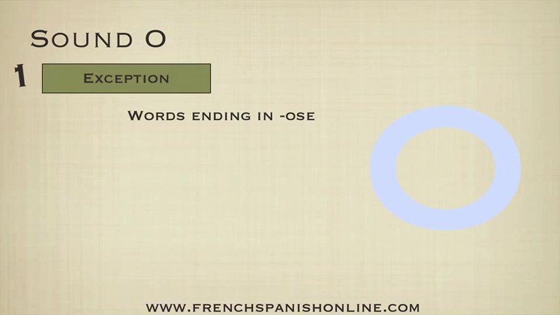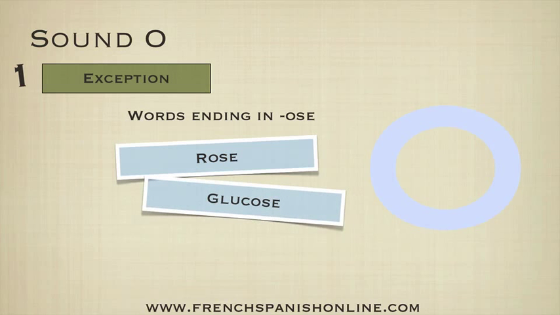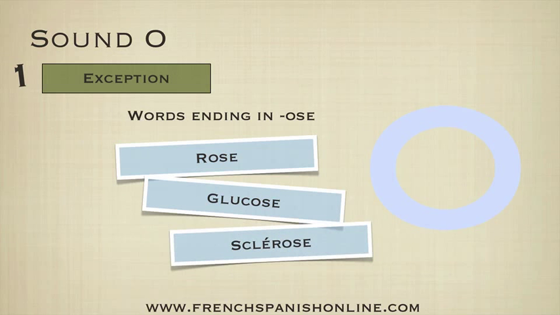We have an exception for words ending in OSE, like rose. Here you can hear that the sound is O. We don't say rose, we say rose. The same thing for glucose, the sugar, and sclerose, the disease. So these words ending in OSE have the second O, rose.